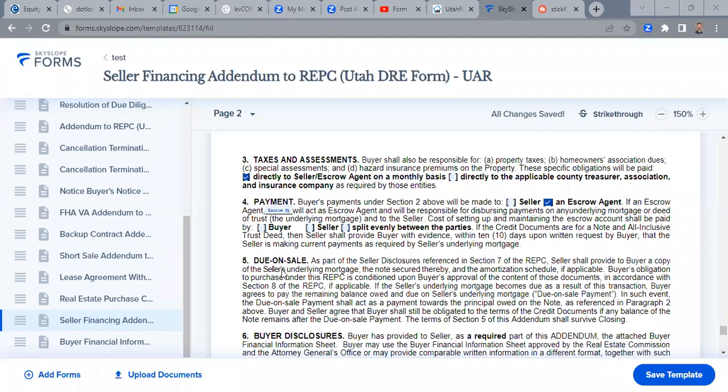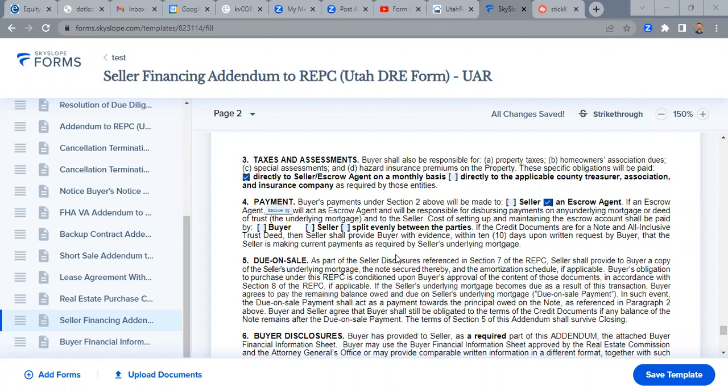All right, so we're going to use an escrow specialist, and then you can choose whether the cost of setting up and maintaining that shall be paid by the buyer, the seller, or split evenly between the parties. It's not super expensive to do.